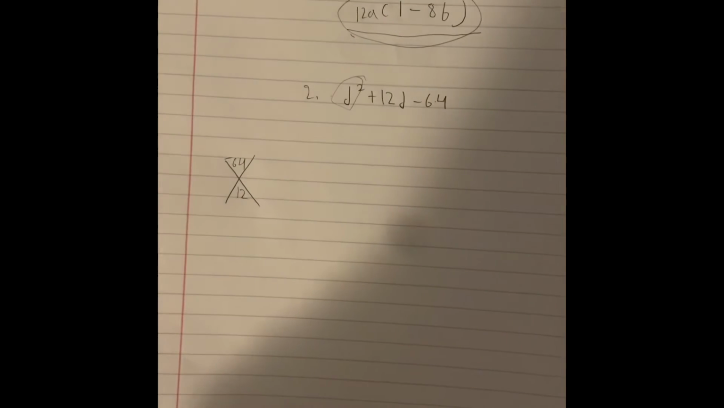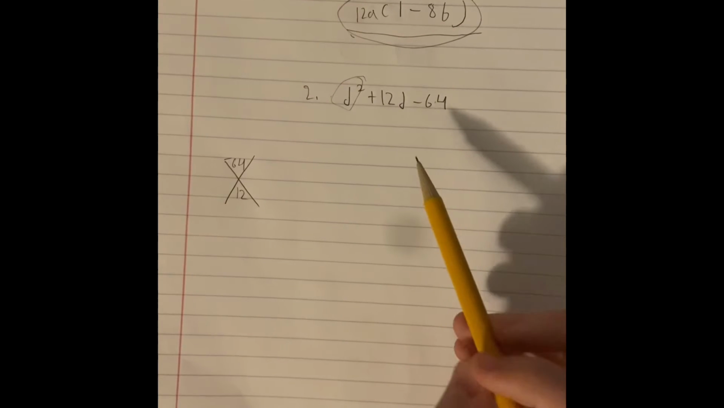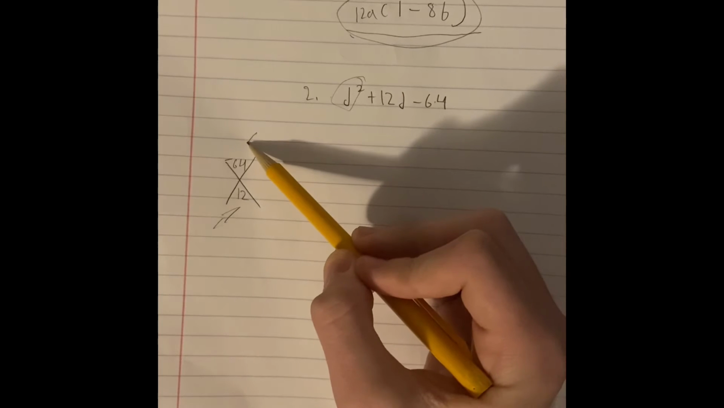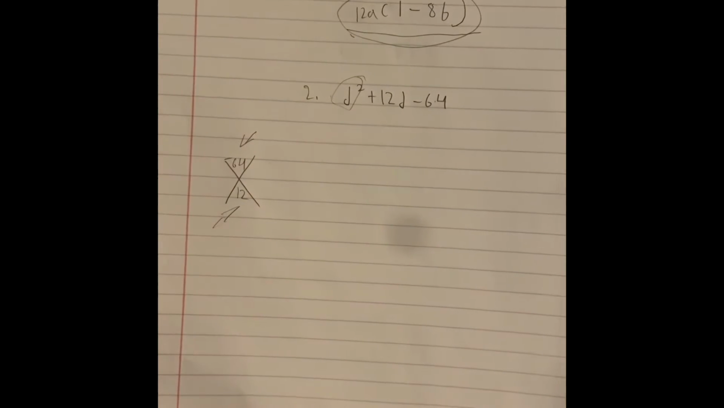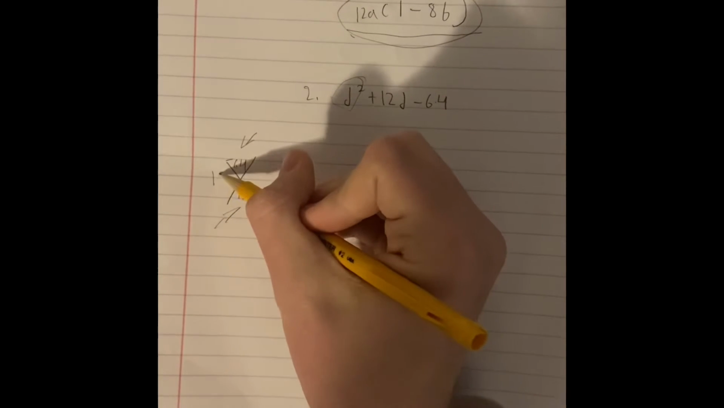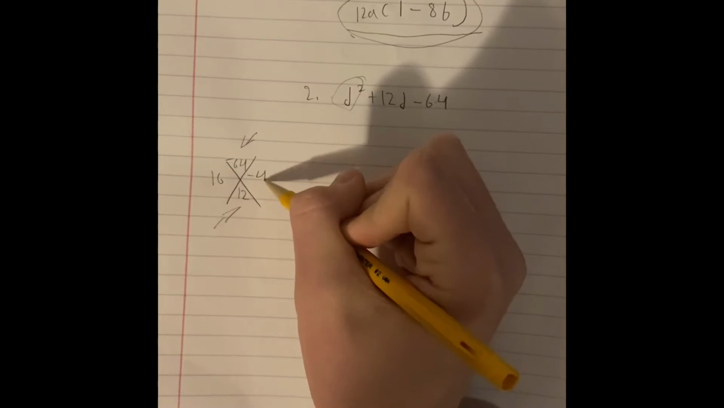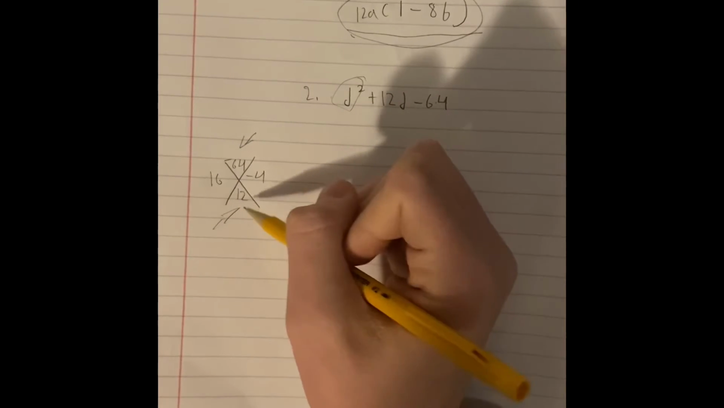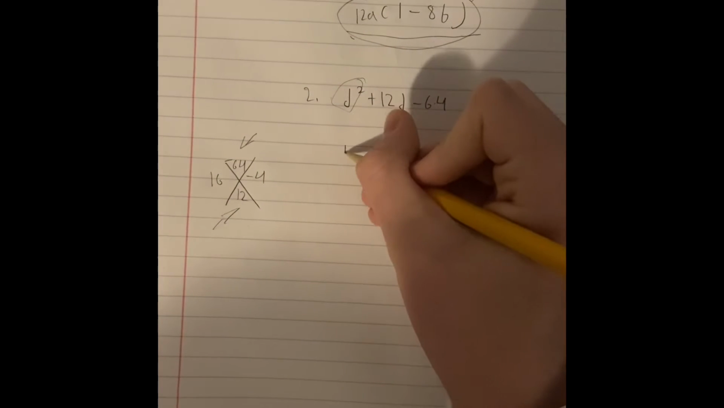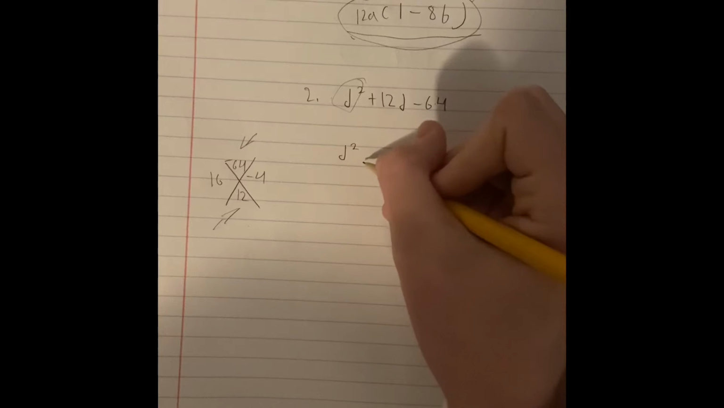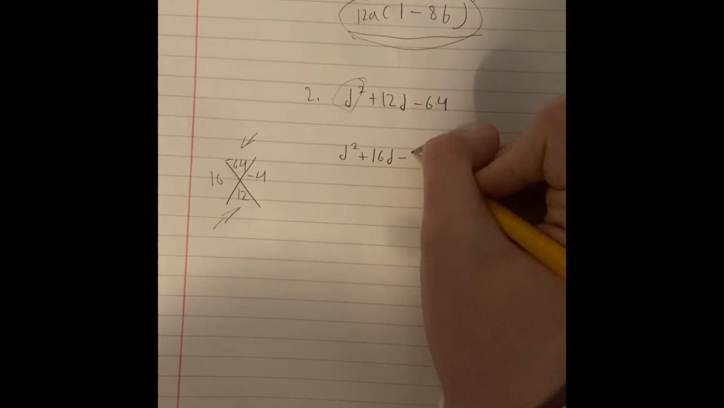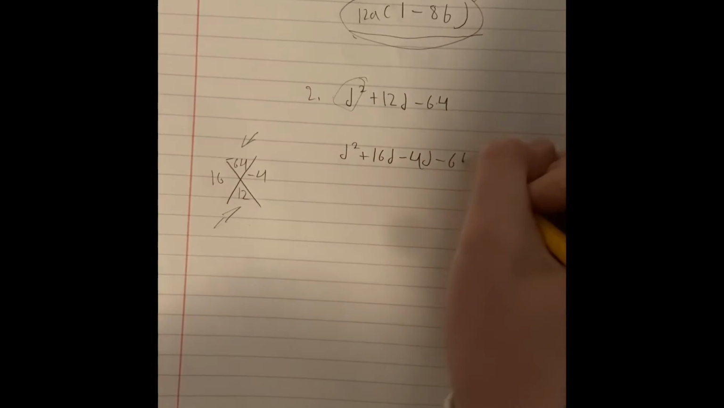So right now, we're going to try and find two numbers that add up to 12 and multiply to negative 64. So let me think. 16 and negative 4. 16 plus negative 4 is 12. 16 times negative 4 is negative 64. So we're going to substitute these in. d to the second plus 16d minus 4d minus 64.